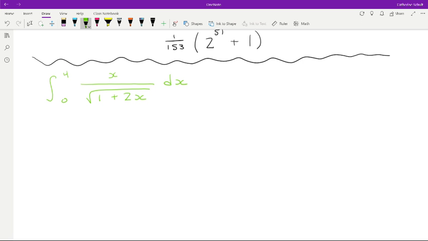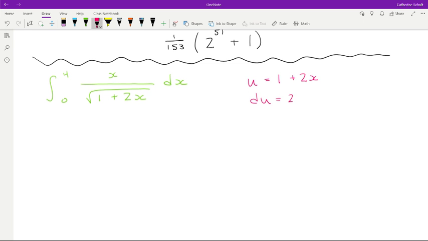All right, so I see a composition of functions in the bottom, the square root of 1 plus 2x. So I'm going to say that 1 plus 2x could potentially be my inside function. Remember, sometimes it's a guessing game. We go down one path, it doesn't work. We have to go down another path.